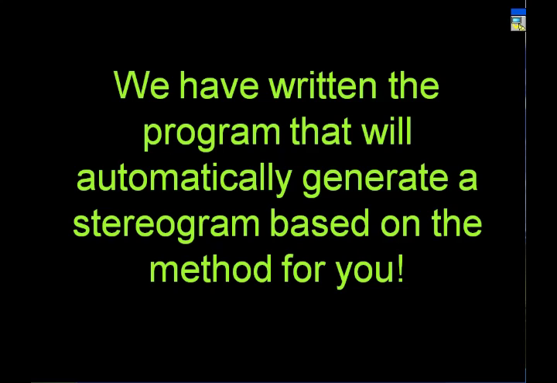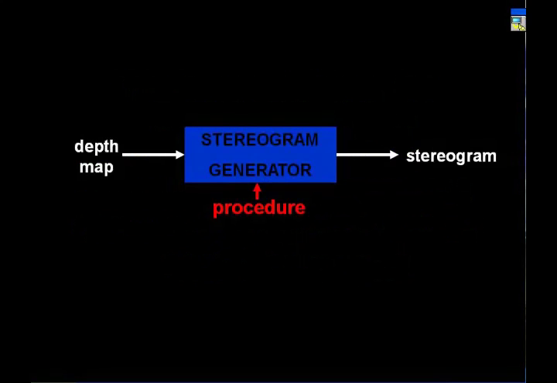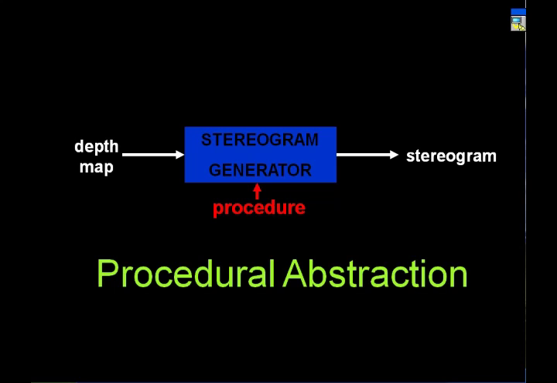So anyway, the idea is this: we have already done it for you. All you need to do now is to take a depth map. A depth map is actually a model of the object that you want to create. You take this object, you shove it through a procedure which is a stereogram generator, and out comes a stereogram. So this is an example of procedural abstraction.